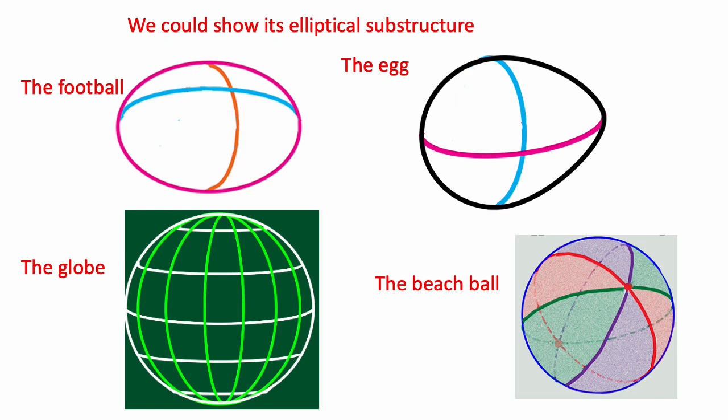In this video, I'll draw these 4 shapes step by step: the football, the egg, the globe with its longitudes and latitudes, and the beach ball, which is the hardest one.